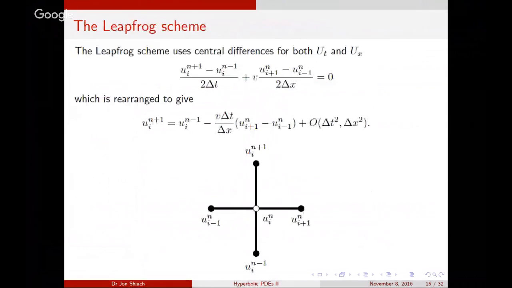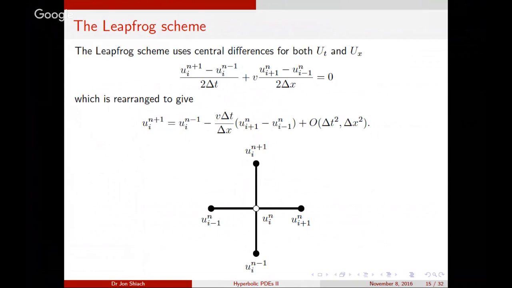Let's have a look at a different technique. Next one's called the leapfrog, for obvious reasons in a minute. I'll show you why that is. Now, the leapfrog scheme says, right, what we're going to do for the partial derivative in terms of t, we're going to use a central scheme. So we go forward a time step and backwards a time step, divide that by 2 delta t.